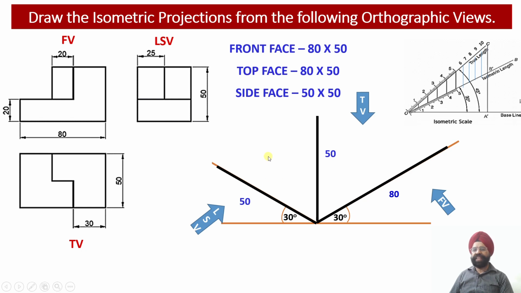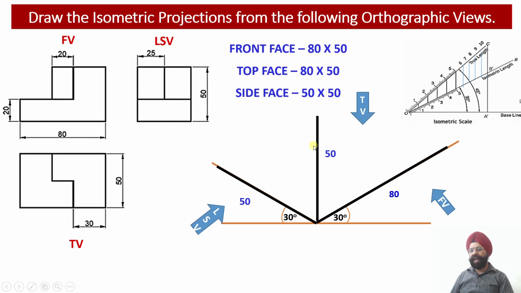Now this is our side face. Now if this is the side face, so our front face will be lying in this orientation. So what are the dimensions of the front face? The front face dimensions, they happen to be 80 millimeter by 50 millimeter.